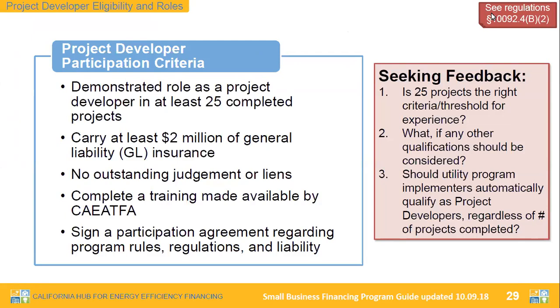To that end, we're asking for your input now into our proposed project developer requirements, specifically whether requiring project developers to have completed 25 projects as a project developer is the right threshold. Should this number be higher or lower? Is it just right, and why? Are there any qualifications that we're missing that should be considered? And should we allow utility program implementers to automatically qualify for enrollment regardless of the 25 project minimum threshold?